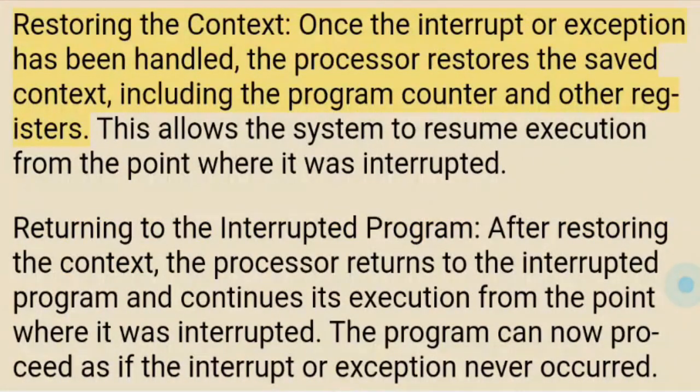Restoring the context. Once the interrupt or exception has been handled, the processor restores the saved context, including the program counter and other registers. This allows the system to resume execution from the point where it was interrupted. Returning to the interrupted program. After restoring the context, the processor returns to the interrupted program and continues its execution from the point where it was interrupted. The program can now proceed as if the interrupt or exception never occurred.